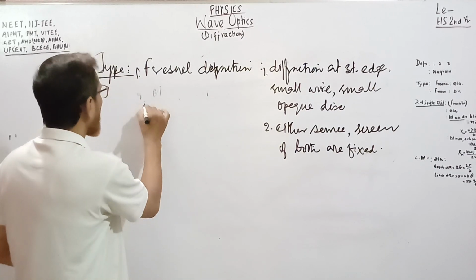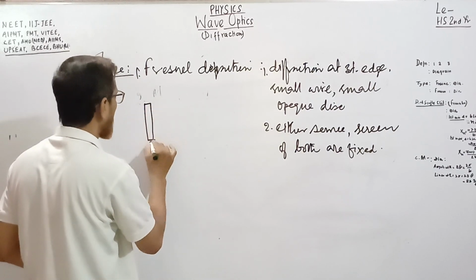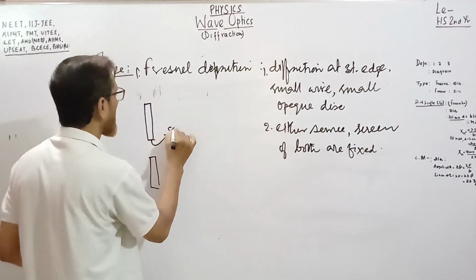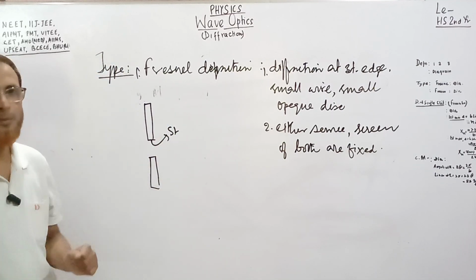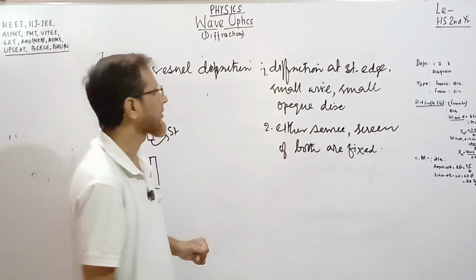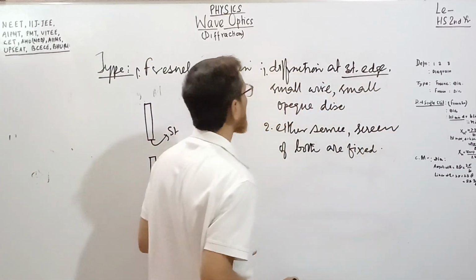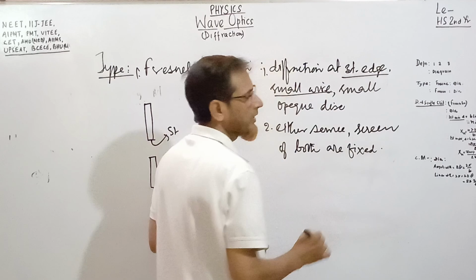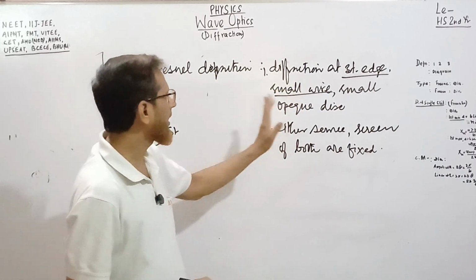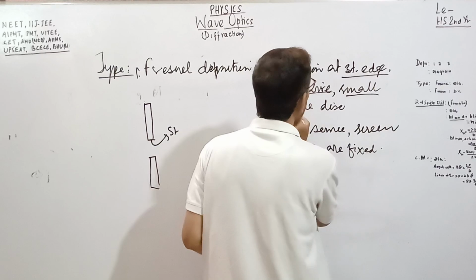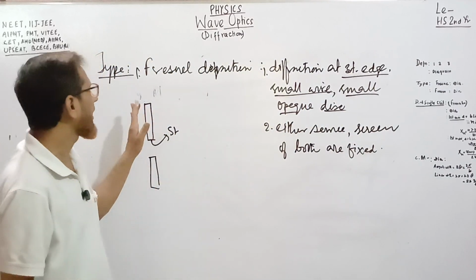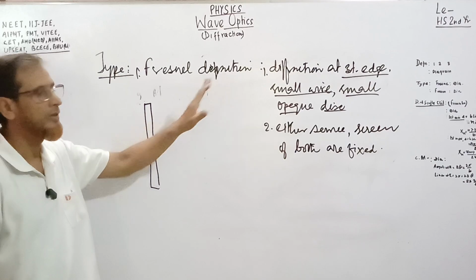First, the edge of the slit should be straight, not sharp, not pointed, straight. That is the first condition: the edge is straight. Example, a small wire. In the case of a small wire, this diffraction also occurs. Another example is a small opaque disc. If light falls upon this, again Fresnel diffraction occurs.